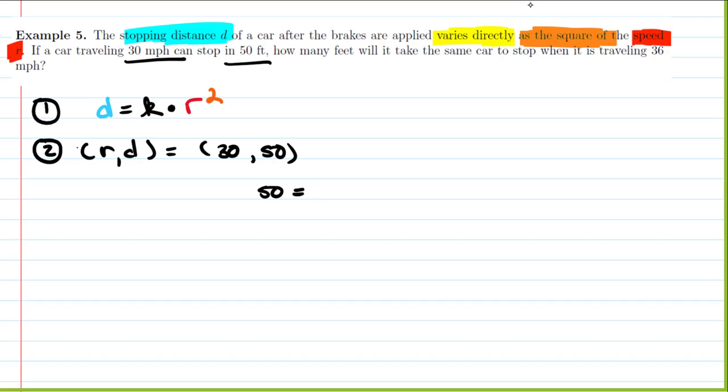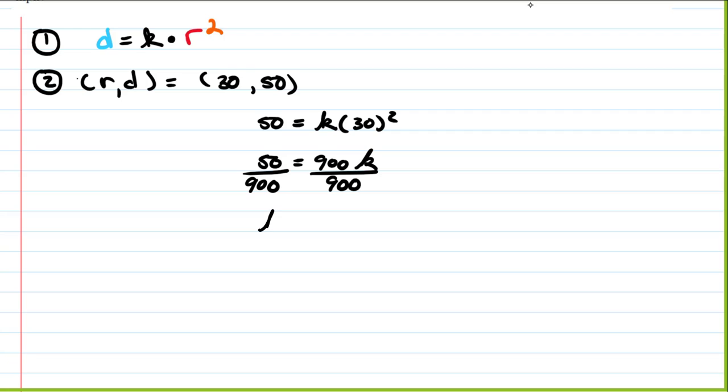That gives us 50 is equal to k times 30 squared. So 50 equals 30 squared, which is 900, times k. We divide by 900, divide by 900, and that gives us k equals 50 goes into 900 18 times, so we get 1 over 18. Step 3, we put k back into our original equation. So we get d equals 1 over 18 times r squared.